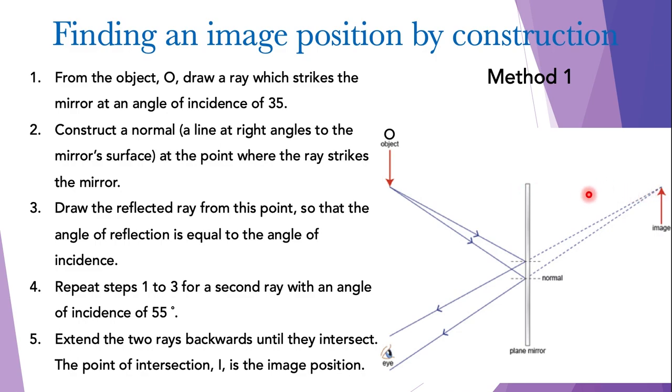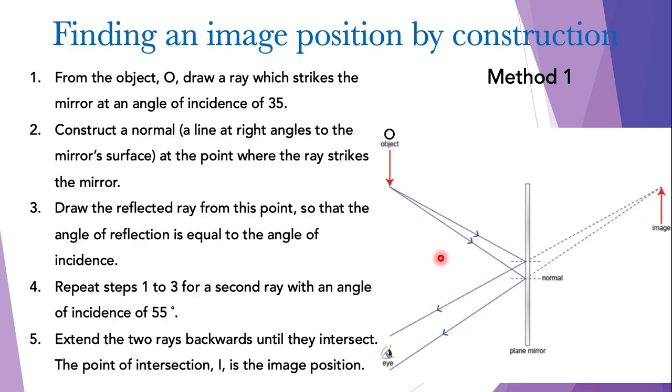And as you can see, the image is just as far from the plane mirror as the object is in front of the mirror. So the distance between the two is equal. Now, this was method 1. We make two lines and we extend the reflected rays backwards until they intersect, and so the point of intersection would be the image position.